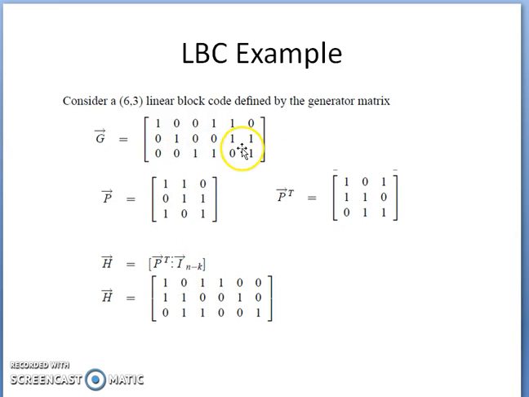Okay, so the generator matrix is given. P is known from the generator matrix. Then P transpose is found. From P transpose you can determine H, the parity check matrix. So how is H determined? Here H is equal to P transpose followed by the identity matrix of size n minus k. The first part of the parity check matrix is P transpose, and the second part is the identity matrix of size n minus k, that is 3 by 3.